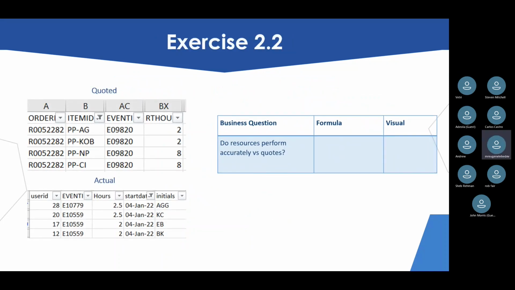Do resources perform accurately versus quotes? Again, we have similar tables. We have the resource ID. This column here for item ID is essentially the resource, and the initials of the resource are here, in the actual table. So what do you think? Similar type of analysis, similar type of KPI?